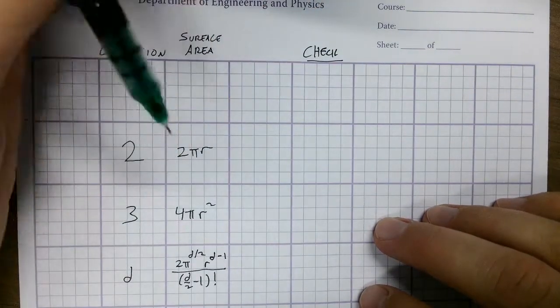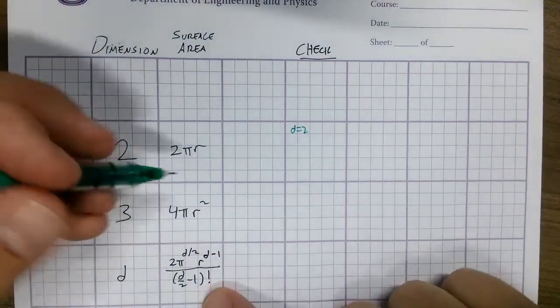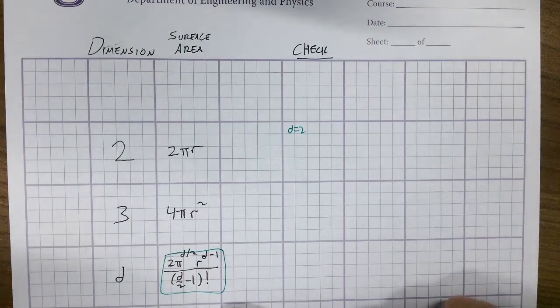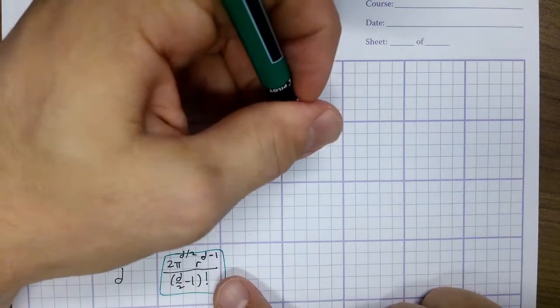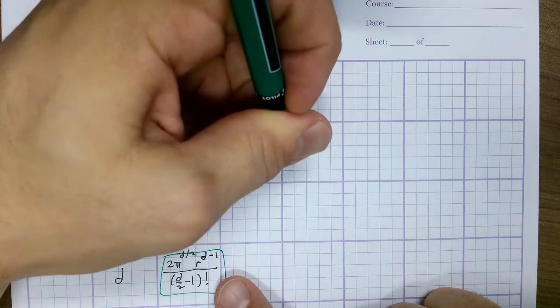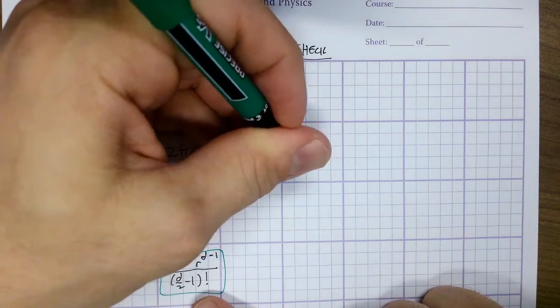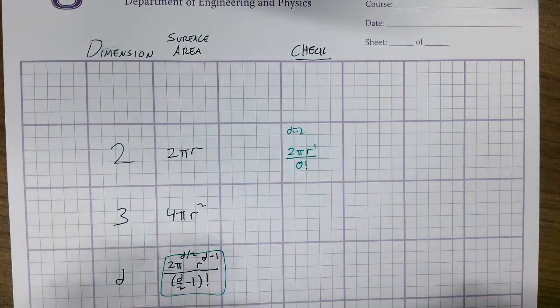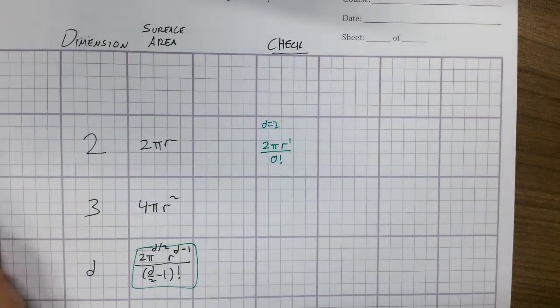So what about for 2 dimensions? Well, if d equals 2 and I use this equation, I'm going to have 2 times pi to the 1 times r to the 1, over 1 minus 1, which is 0 factorial. Let's stop here for a second and figure out what that is.